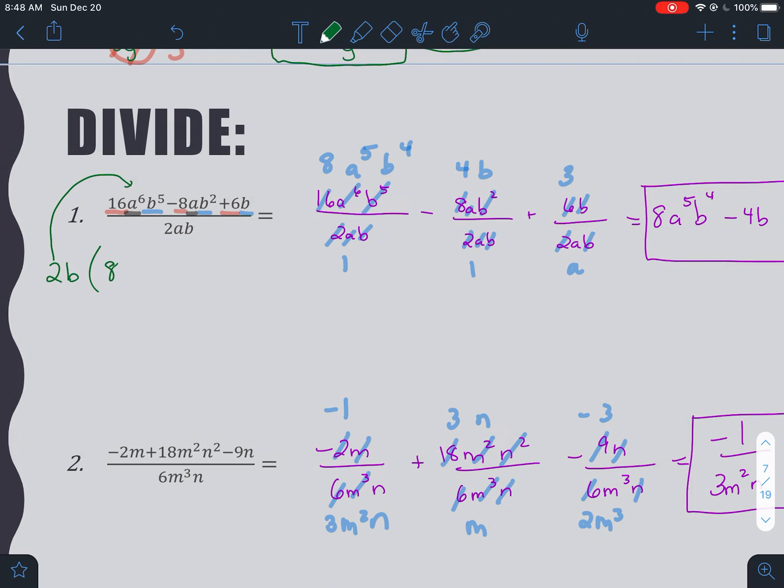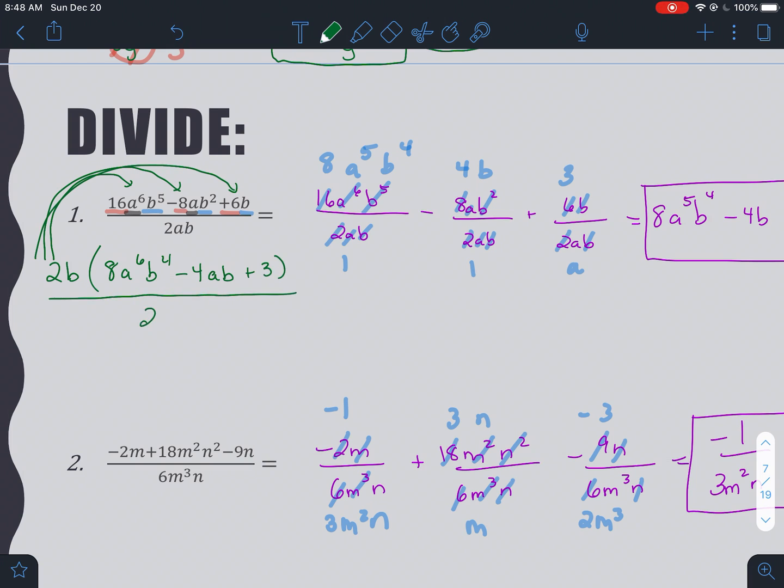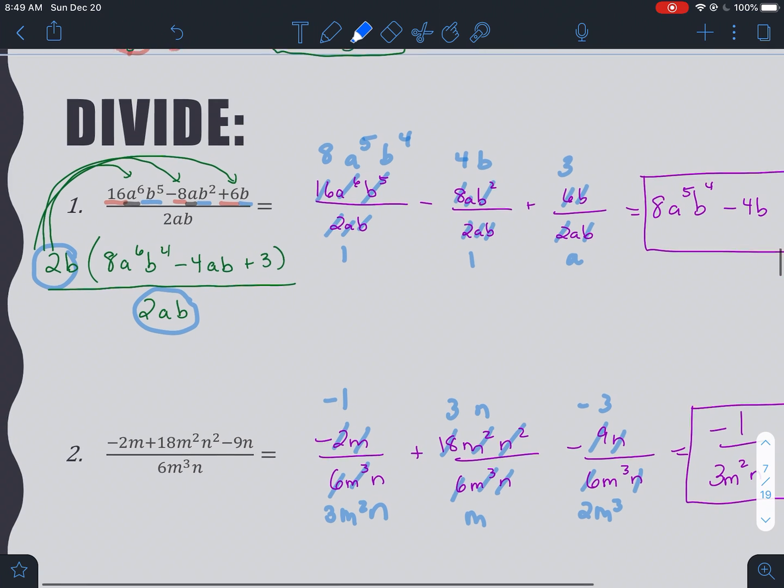And then 2b times what is 16, a to the 6th, b to the 5th? That would be 8, a to the 6th, b to the 4th. And then 2b times what is negative 8ab squared? That would be negative 4ab. And then 2b times what is 6b? That would be plus 3. And then it's going to be all over 2ab.